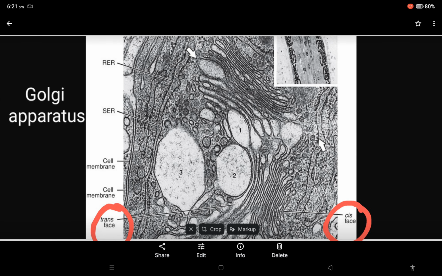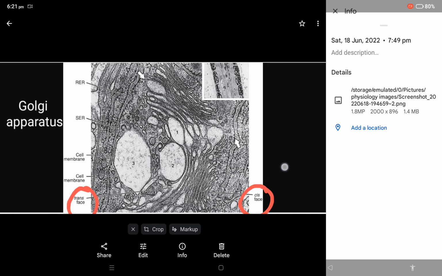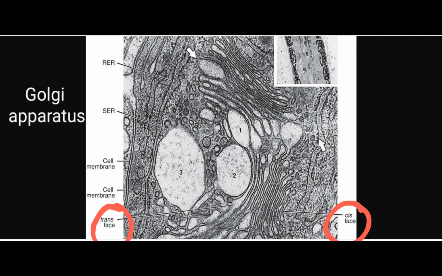Reading the physiology images, which are frequently asked in the NEET PG and INICET exam. The first image is of Golgi apparatus. It is an electron microscopic image of the cell. On the cell, we can see there is cell membrane, then SER, smooth endoplasmic reticulum, and rough endoplasmic reticulum.